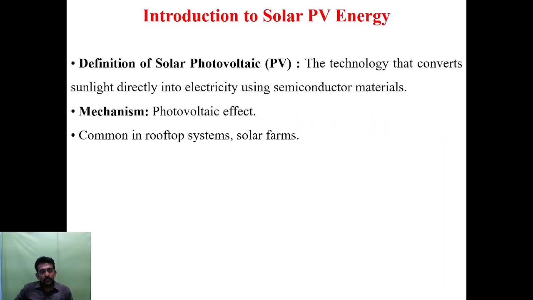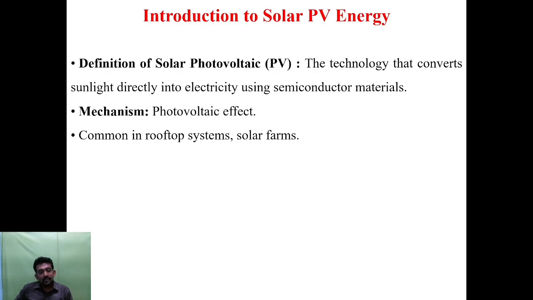So the definition of solar photovoltaic is simply explained as it is a technology which is meant to convert the sunlight directly into the electricity using semiconductor materials. So the photons which is present in the sunlight is directly converted into electricity by means of semiconductor materials. There are different semiconductor materials that are available in the earth. So in this we are using silicon, which is adaptable for most of the condition for energy extraction.